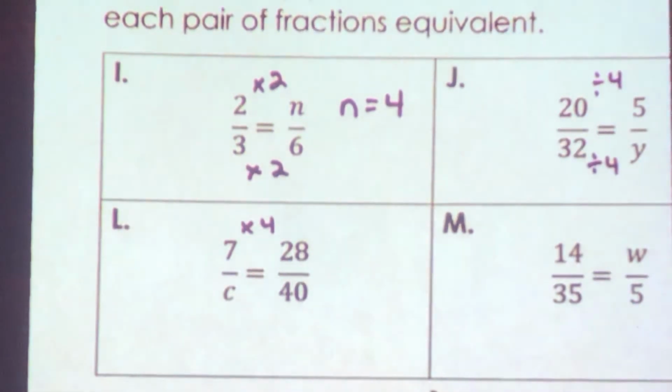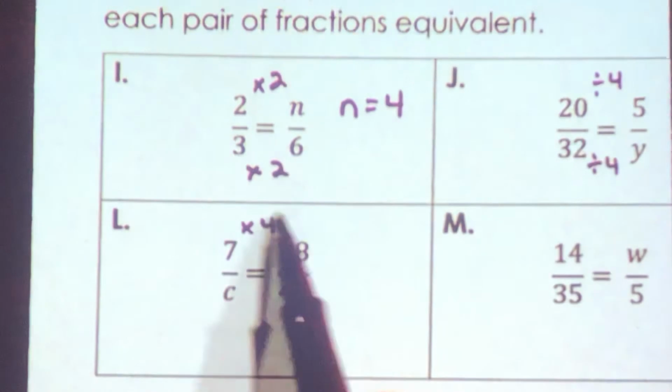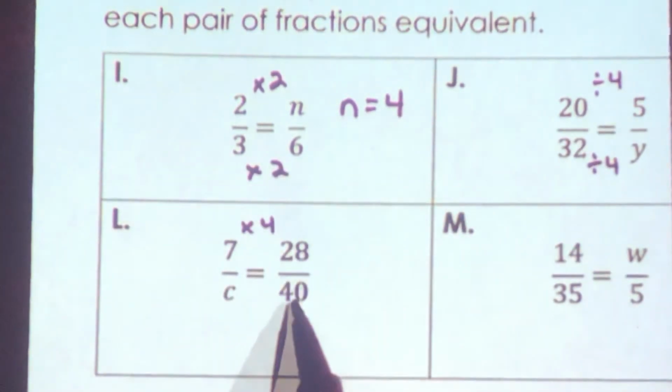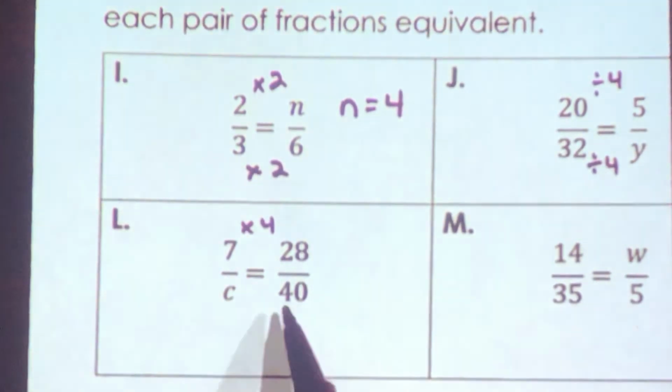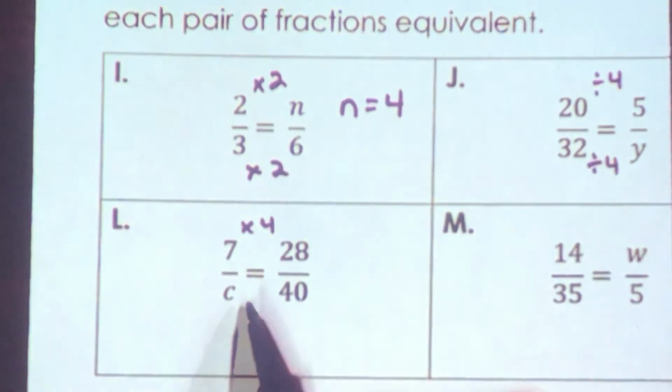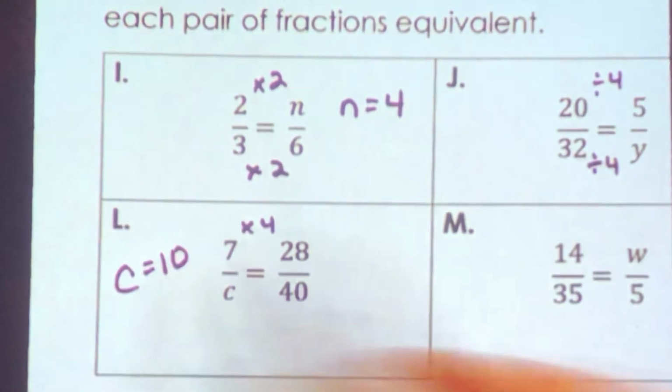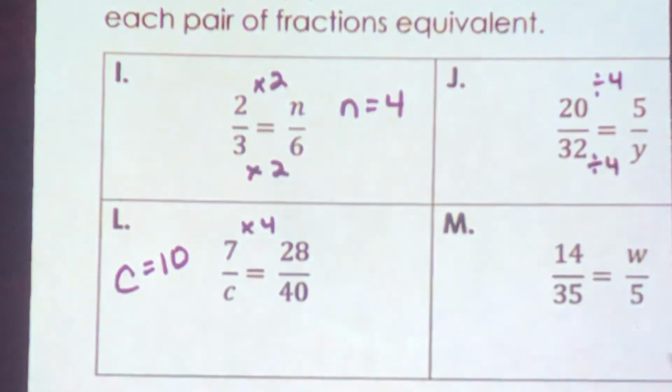I'm going to need that because here I have to go backwards. So if 7 times 4 is 28, that means 28 divided by 4 is 7. So I'm going to need to do 40 divided by 4 to get C. And 40 divided by 4, you guessed it, is 10. So C is equal to 10. 10 times 4 is 40.